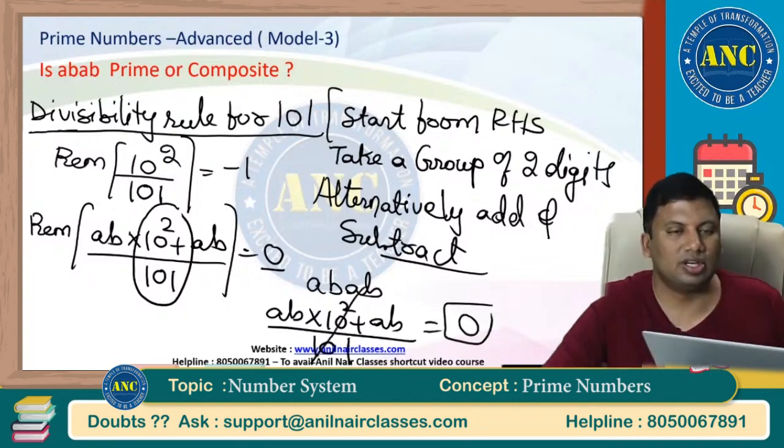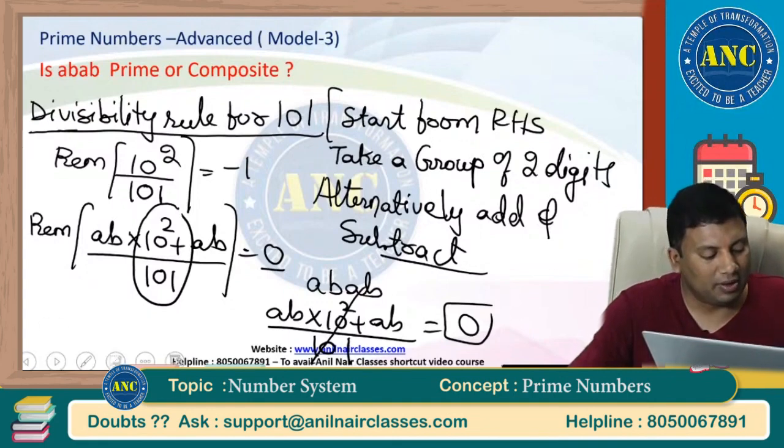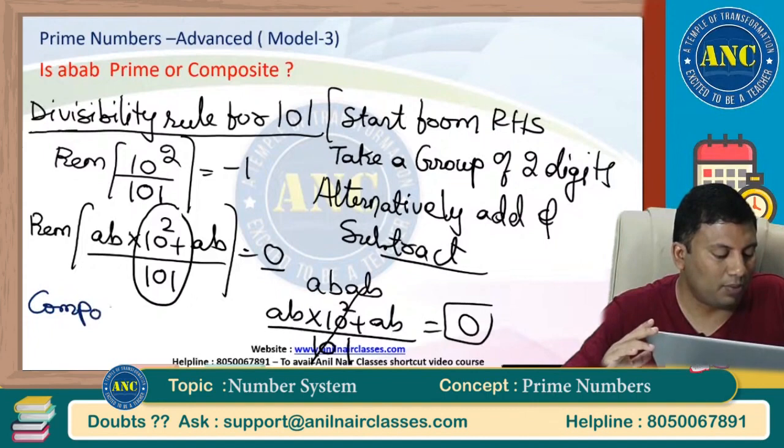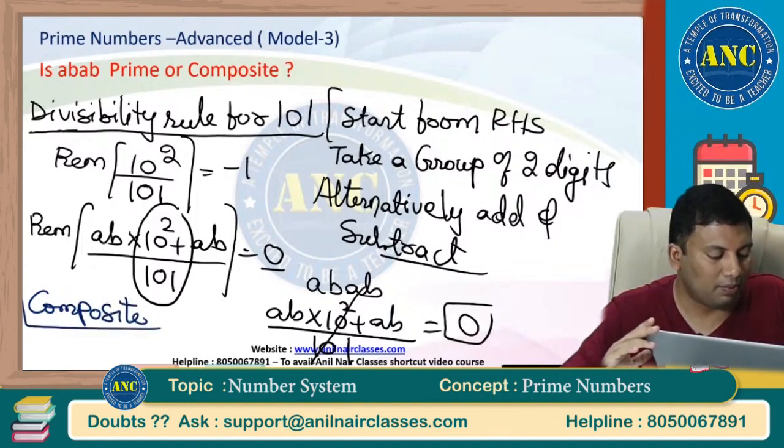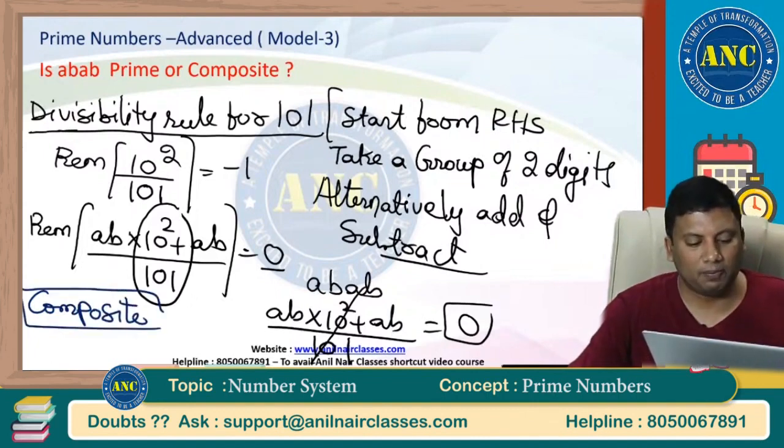So AB into 10 square plus AB divided by 101, minus AB plus AB, 0. That means the number is divisible by 101. So it is a composite number.